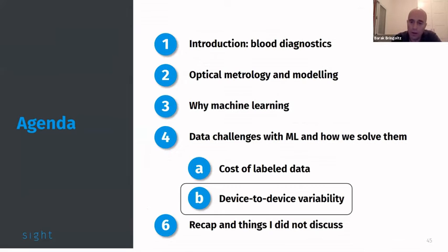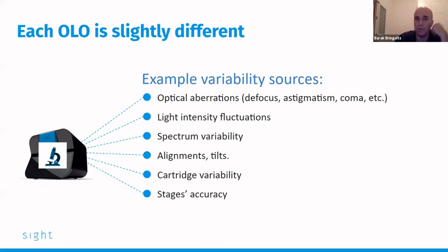Okay, so the last thing I wanted to show you is how we deal with device-to-device variability. That's a possibly major issue in use cases where you have multiple devices that all need to provide the same results on the same sample. But we know each device we manufacture is slightly different. It's an optical microscope, so each optical microscope we manufacture will have slightly different optical aberrations. It will have different light source spectra, alignments will work slightly differently, and so on and so forth. But we do want all devices to behave the same. So this is the challenge.